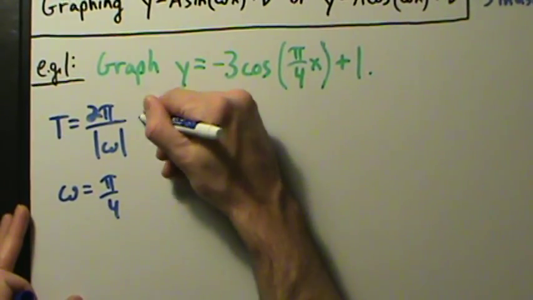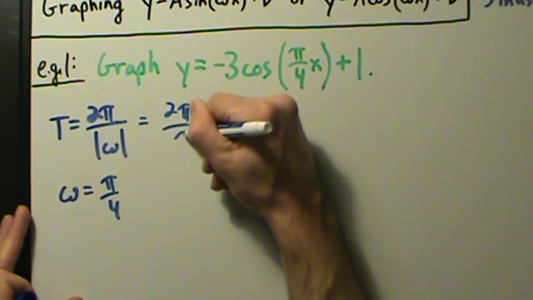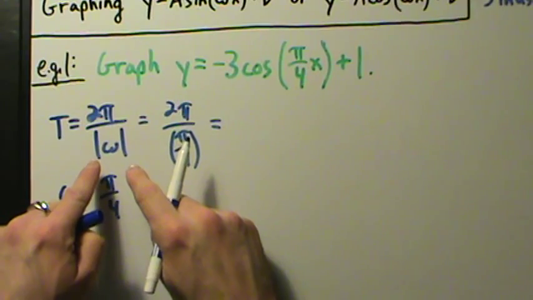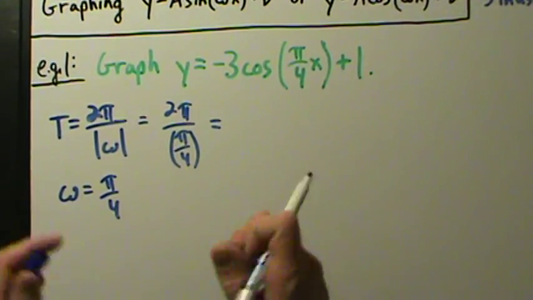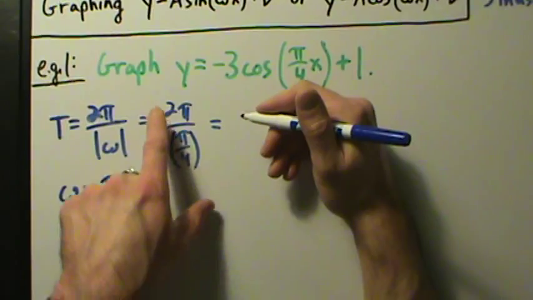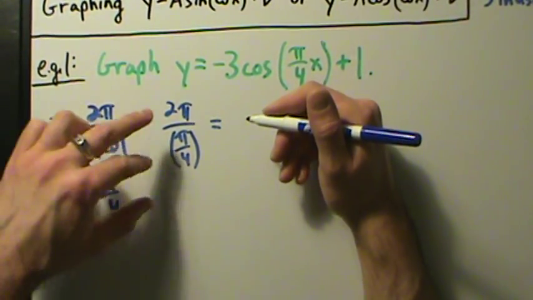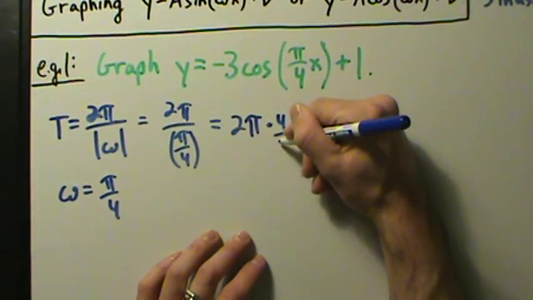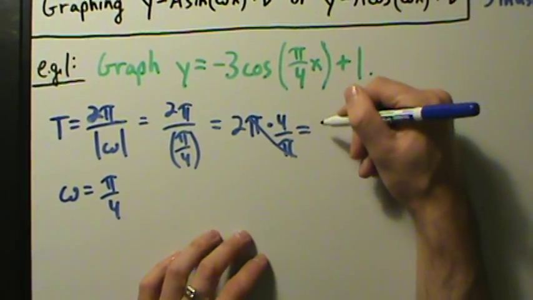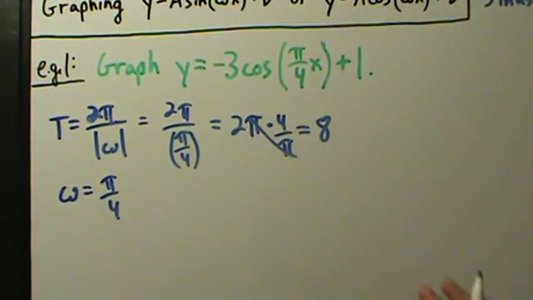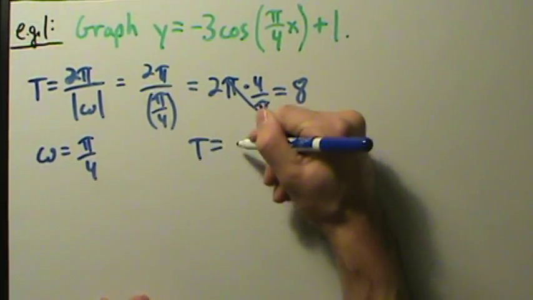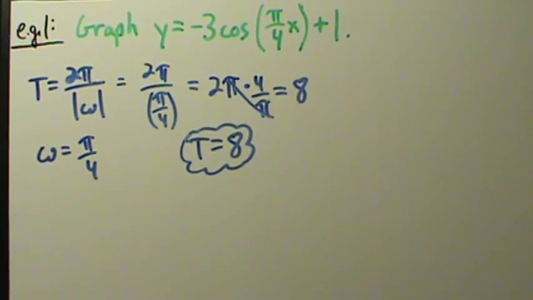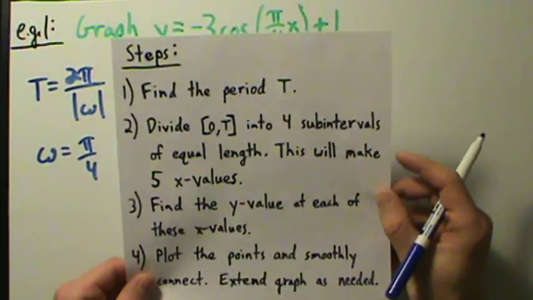Okay, so then T equals 2 pi divided by pi over 4. Because absolute value of omega, well, omega is already positive, so the absolute value doesn't really do anything, so we can just drop it. So then we have 2 pi divided by the quantity pi over 4. If you divide by pi over 4, you're multiplying by the reciprocal, which is 4 over pi. The pi's cancel, that's great, and we get 2 times 4, which is 8. Okay, so the period is T equals 8. So that's step 1, find the period T. Not too bad, right?